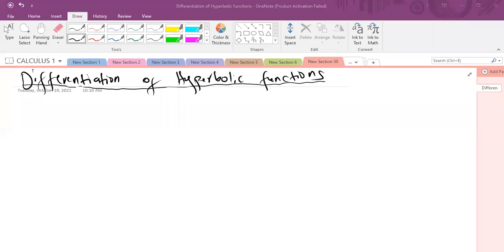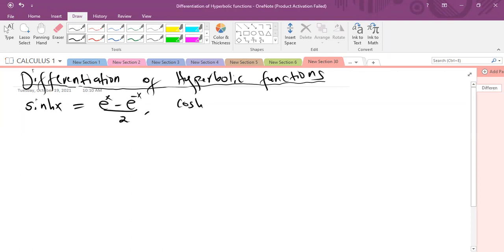Functions in high school, you should know that sinh of x is the same as (exponential x minus exponential minus x) over 2, and cosh of x is the same as (exponential x plus exponential minus x) over 2. So if you're told to differentiate, let's say sinh, it is the same as differentiating this part.